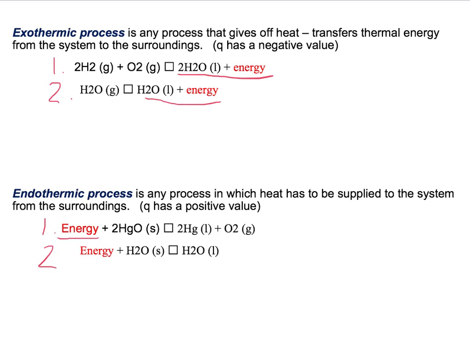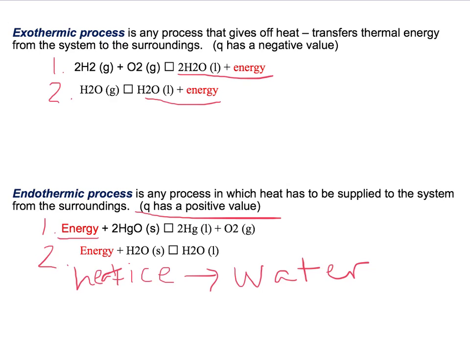The second example is energy plus solid H2O gives us liquid H2O. Solid H2O is ice, right? And if I add heat to it, I get liquid water. So that makes sense. If you heat up ice, it turns to liquid water. So that's an endothermic process. So remember that Q has a positive value because we're adding heat to the reaction.